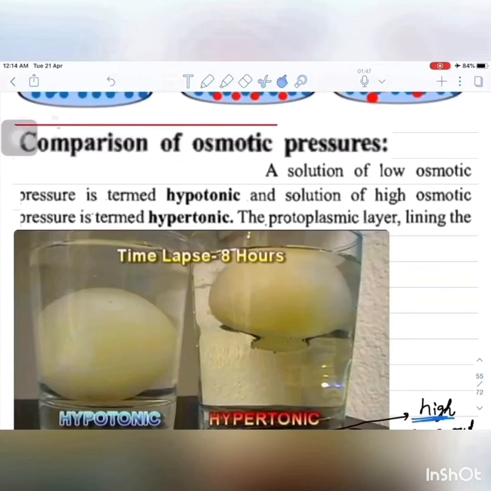Comparison of osmotic pressures. Three types of osmotic pressures we come across here: hypotonic, hypertonic and isotonic. If the solution outside the SPM has low osmotic pressure, then it is called hypotonic solution, low osmotic pressure. If the solution outside SPM has high osmotic pressure, this is called hypertonic solution.